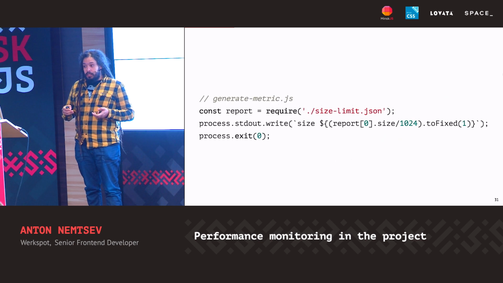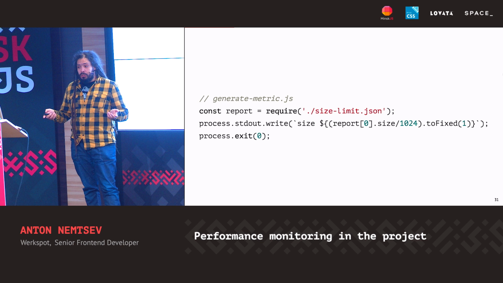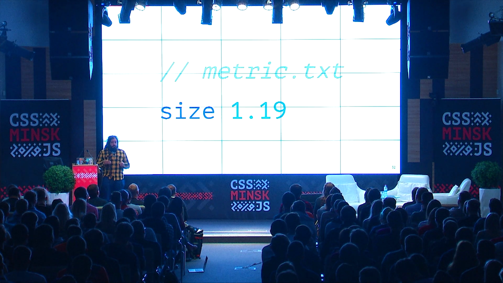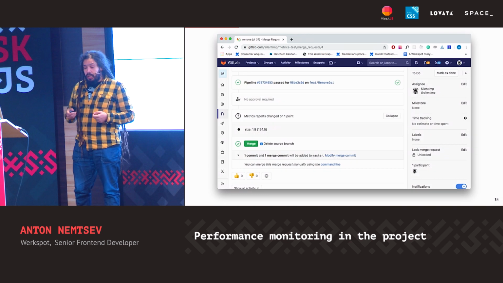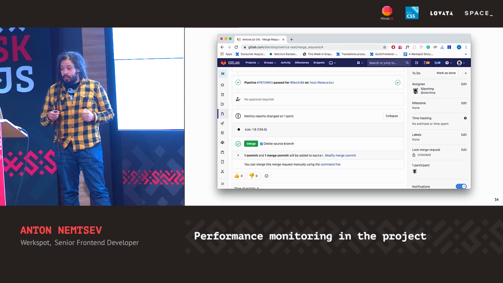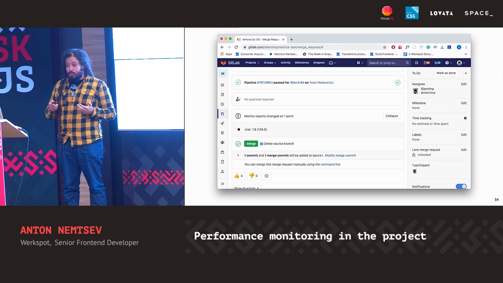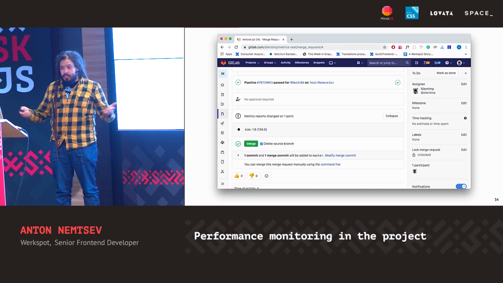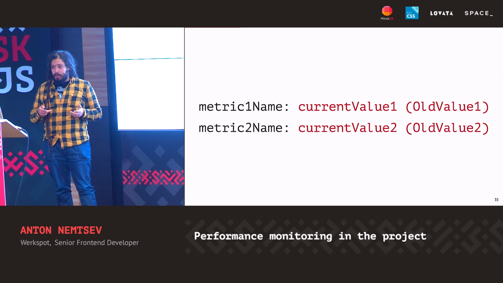Another script that will generate an artifact will read this report and just change the format. The format is quite easy: name of the metric, space, value. It's a Prometheus text-based format, nothing fancy. And now you will see a small block in your merge request that will show you how stuff changed. GitLab doesn't understand what your values actually are. They are just strings, so you will see the name of the metric, the current state, and the previous state in brackets.